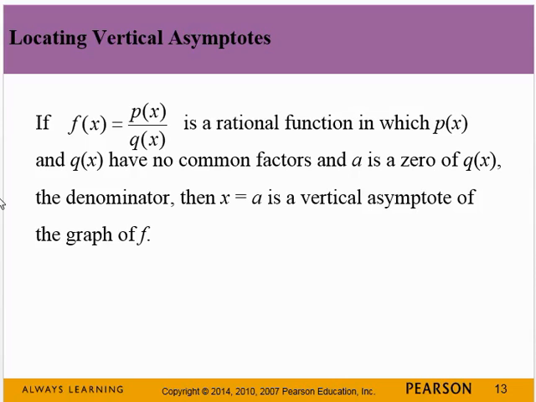So locating a vertical asymptote. If f of x equals p of x over q of x, and it's a rational function in which p of x and q of x have no common factors, and a is a 0 of q of x, the denominator, then x equals a is a vertical asymptote of the graph of f. So we're going to go over an example which will make this a little more sense.